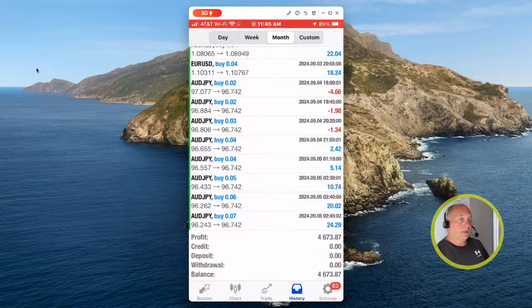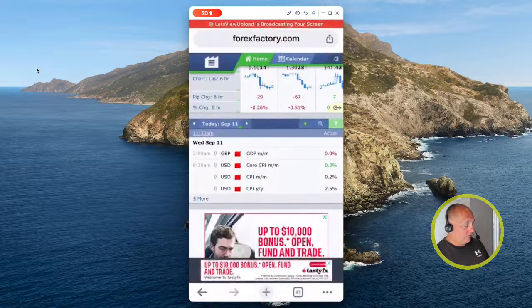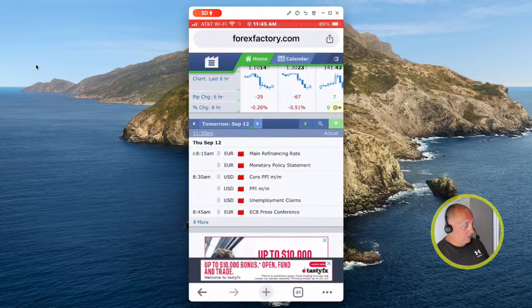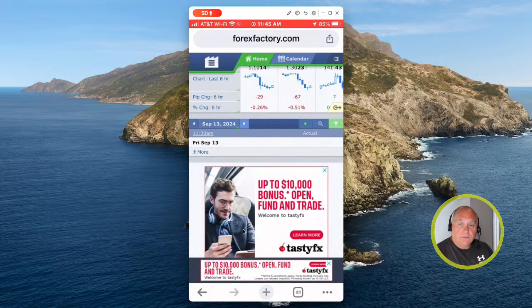So, yeah, that's it for the week. Had some great movement because of that USD CPI news this morning. But if we look at the news moving forward, let's see what tomorrow has. Wow, yeah, Euro at 8:15 a.m., more core CPI at 8:30 a.m., 8:45 a.m. Wow, Euro USD tomorrow is going to massively move. And that's Thursday. Let's see what's going on Friday. Nothing Friday. So tomorrow, expect some massive movement.